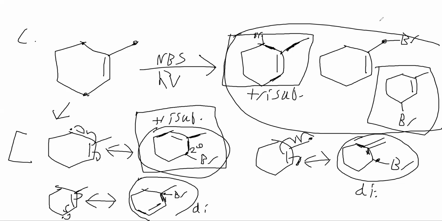And then this one here is primary. So the primary radical is less stable than a secondary radical, so that was a less stable product, and that would form less than the secondary radical ones. So again, the boxed things are the major products, and hopefully my explanation makes sense.